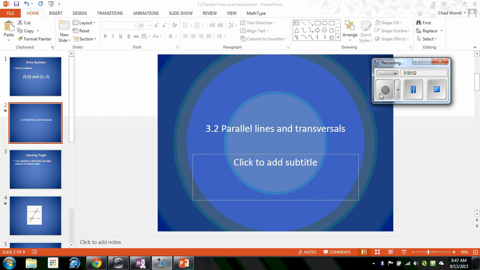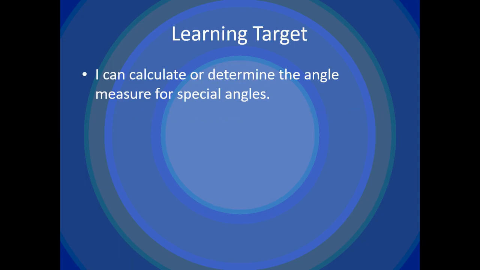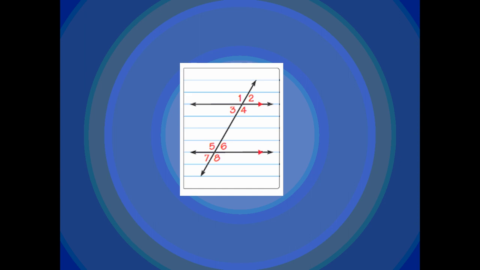In 3-2, we're going to focus on parallel lines and transversals, and then the angles that are created by those. So our learning target: I can calculate or determine the angle measure for any of these special angles that are created. So here's our picture.